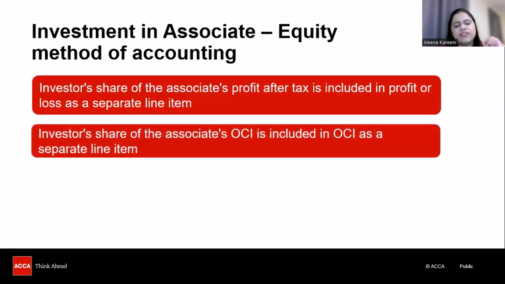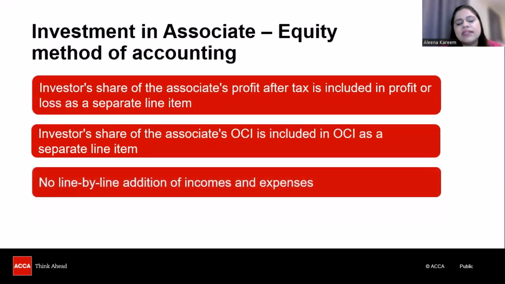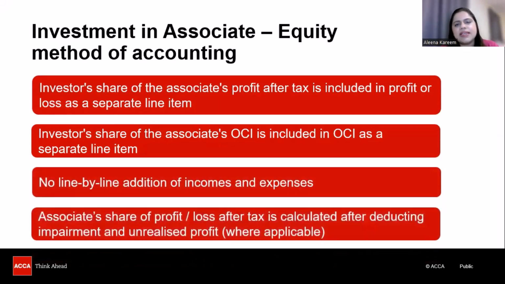Now, once that profit has been taken up, then in case of OCI, also a similar approach is followed. The associate company's OCI is taken up. On that, we apply the percentage of holding, and then it is added to the OCI of the group as a separate line item. Then there is no line-by-line addition of any income or expense, sales, anything. No line-by-line addition whatsoever. And then associate's share of profit or loss after tax is calculated after deducting impairment and unrealized profit.